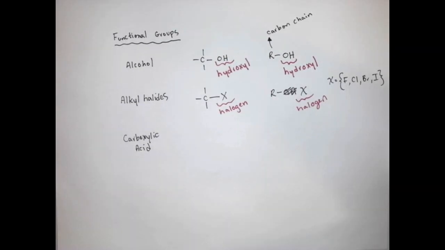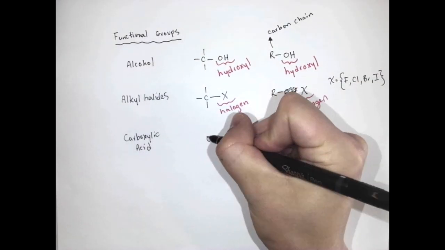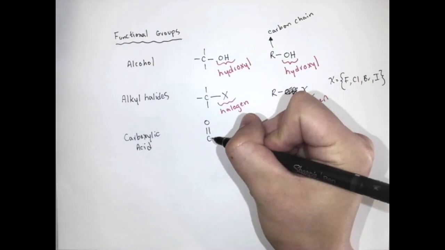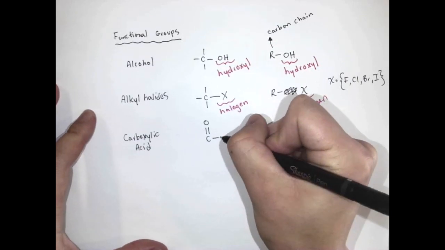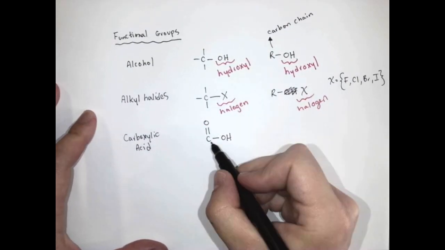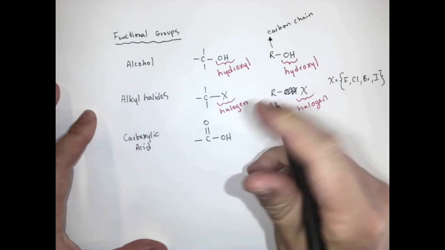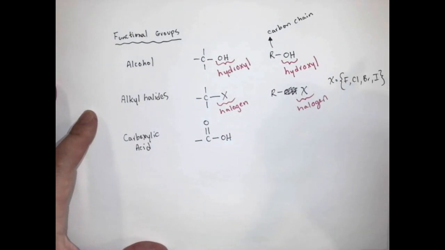Citric acid is a carboxylic acid. Oxalic acid. Carboxylic acids all tend to be weak monoprotic acids, but some of them can be diprotic. Carboxylic acids have a functional group that looks like a carbon with a double bond to an oxygen, and then it has a single bond to an OH group.